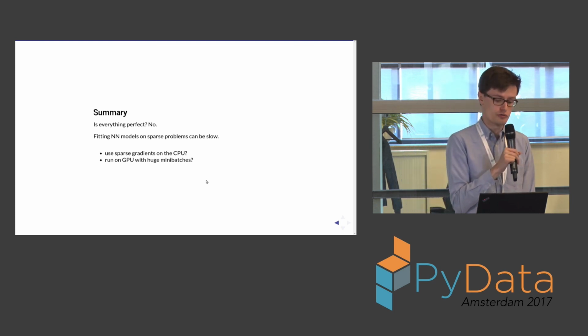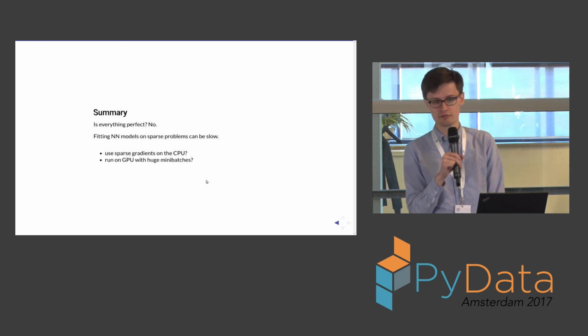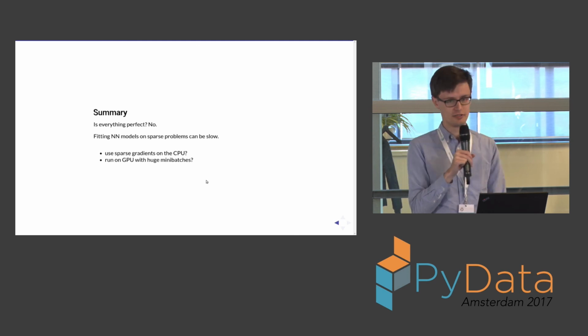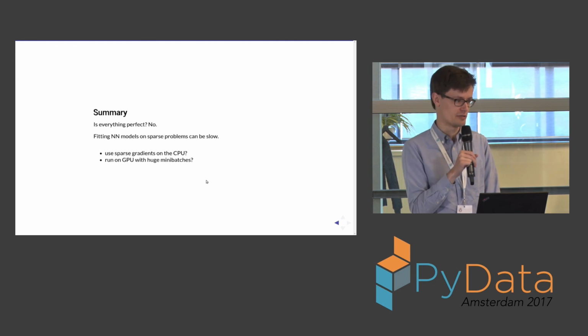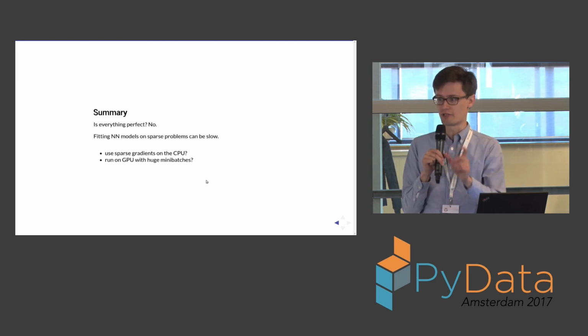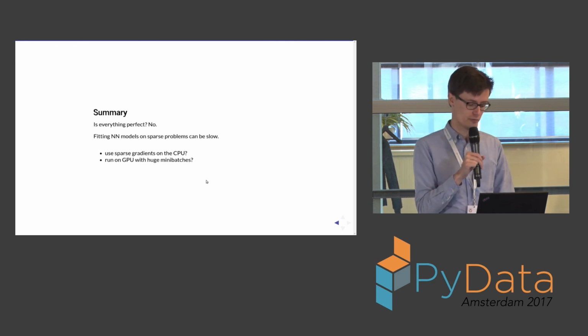So there are a couple of solutions to this. In certain frameworks, you can use sparse gradients. So when you're updating the embedding of a single item, you don't have to update all the parameters of your embedding layer. You just update that one item. But that can still be quite slow.